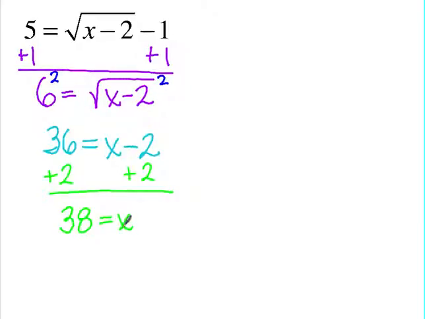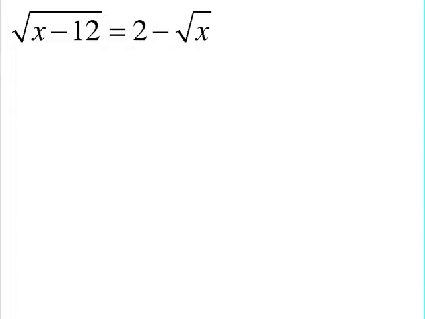Okay, so let's go ahead and plug 38 in. So you get root 36 minus 1. So does 5 equal 6 minus 1? Yep, so that is the solution. So far, so good? I knew it wasn't. There is always a catch.